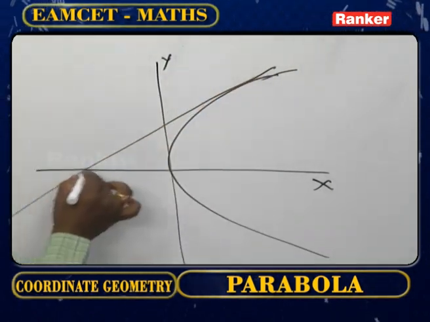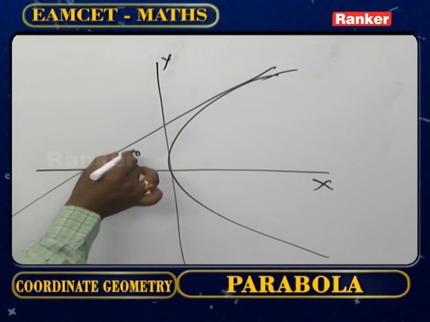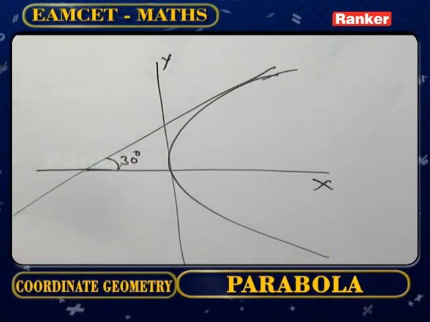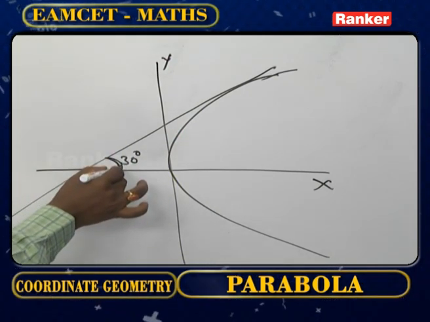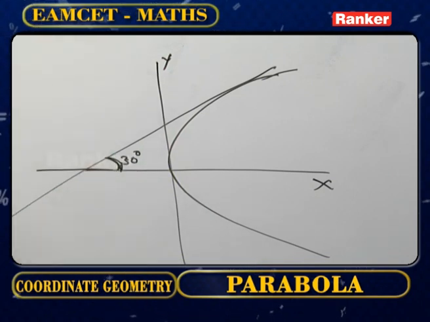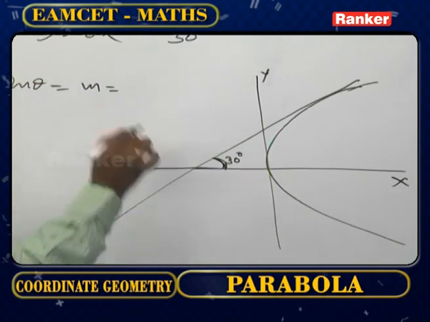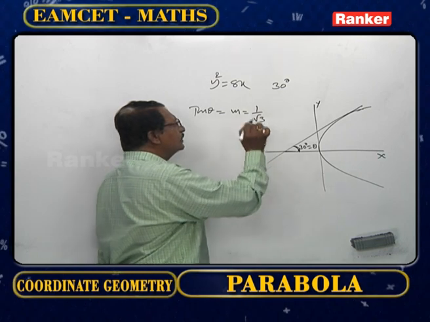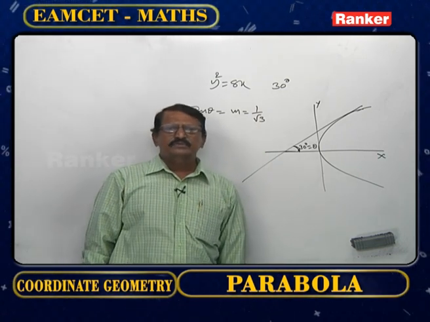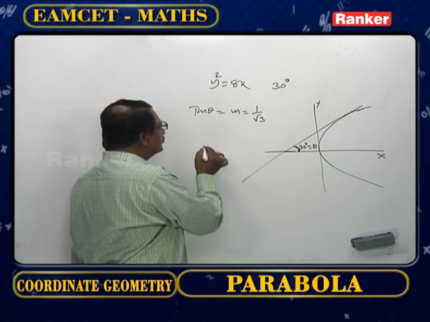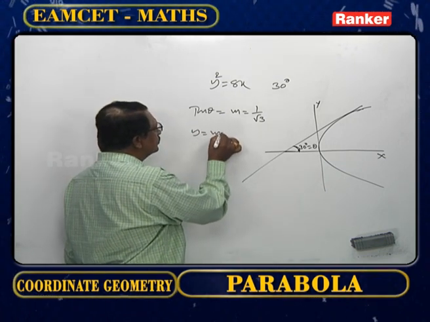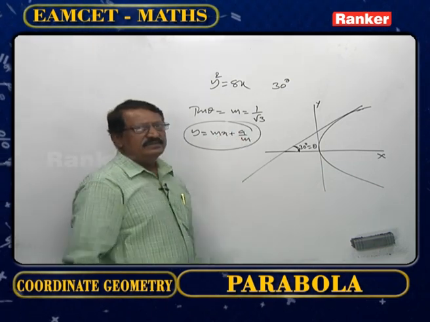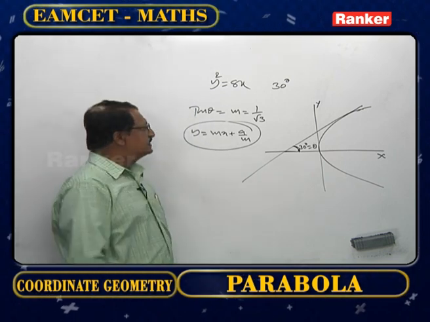Required: the equation of the tangent which is inclined at an angle of 30 degrees with the x axis. Now, a straight line inclined at an angle theta with the x axis has slope m equal to tan theta. Theta is given as 30 degrees, and tan 30 degrees has the value 1 by root 3. So the slope of the tangent equals 1 by root 3. If the slope of the tangent is m, then the equation of the tangent in slope form is y equals mx plus a by m.